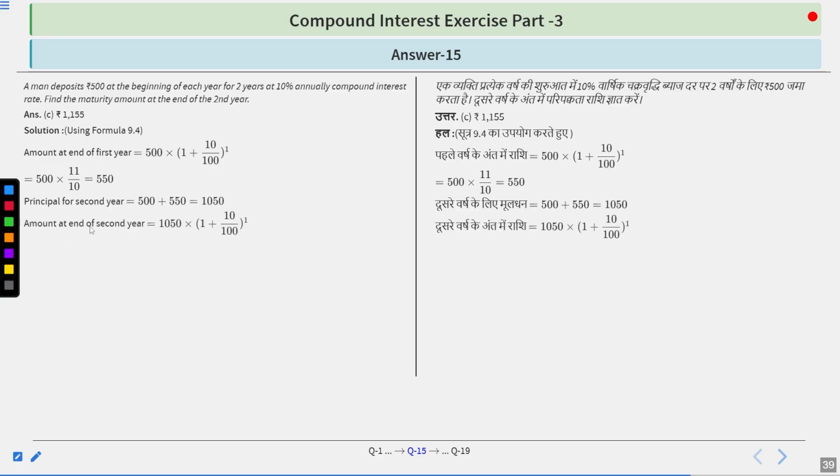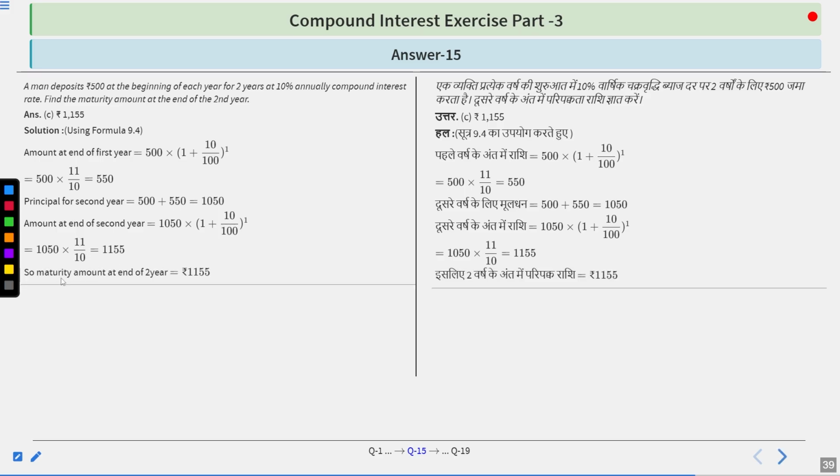So amount at the end of the second year is going to be 1050 into 1 plus 10 upon 100 power 1, that is 1050 into 11 upon 10, that is 1155. So maturity amount at the end of the second year is rupees 1155. Option C is the correct answer.